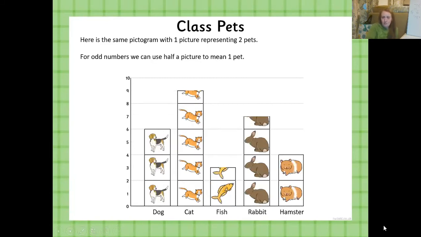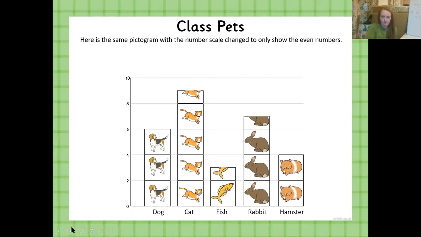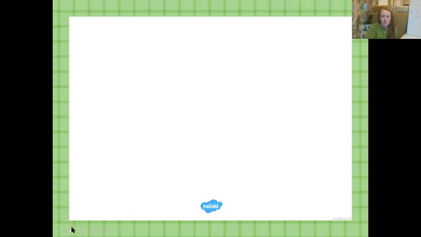There's the same representation, same information, but this time we're counting in 2s, look. So if I go to number 2 and go across here, that means 2 children liked hamsters. So if I count in 2s, 2, 4, same information, just shown slightly differently. And then look, they've just put the 2s up the side. They haven't put all the numbers.